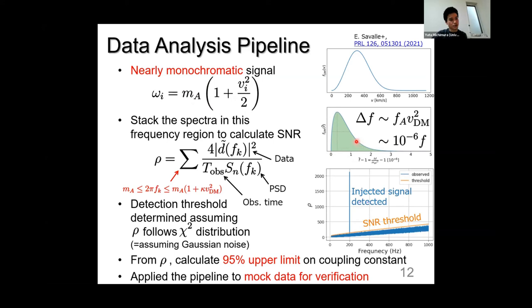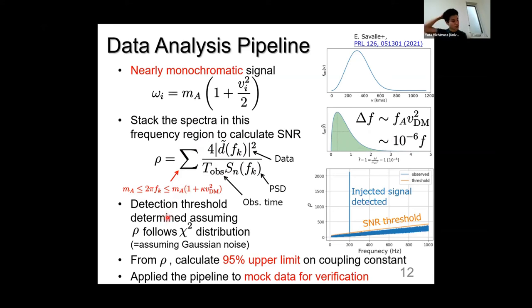So you basically have a monochromatic signal, but with line widths of around 10 to the minus 6. So it's very monochromatic, but it has a very narrow peak. And we stack the spectrum in this frequency region to calculate the signal to noise ratio. So this is the data, and this is the estimated noise of the detector. So you can calculate the signal to noise ratio using this equation. And we stack this signal to noise ratio in this frequency region where the dark matter signal is present.